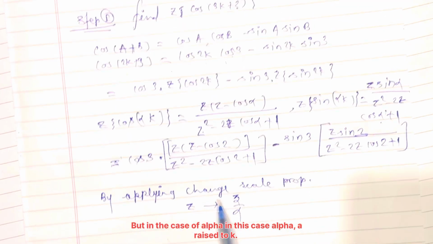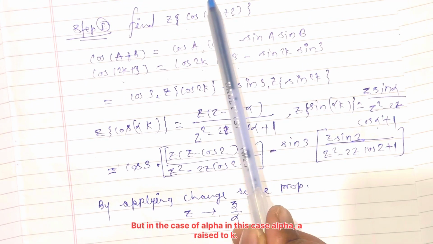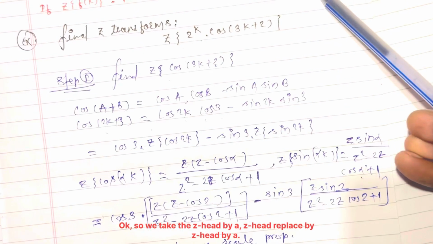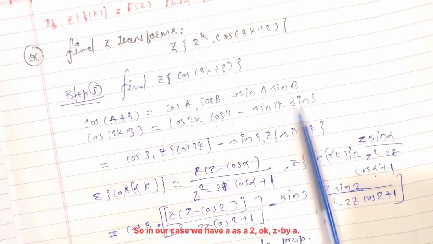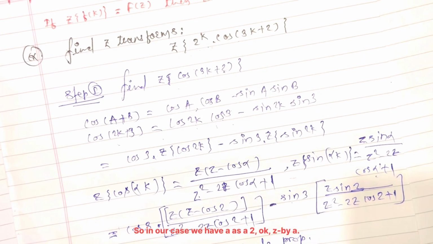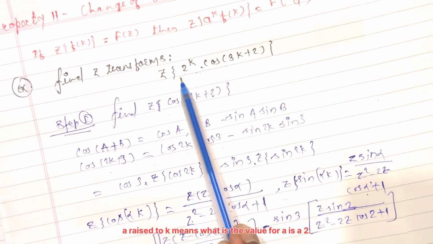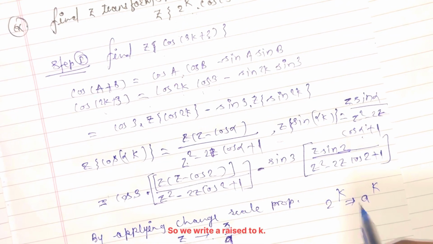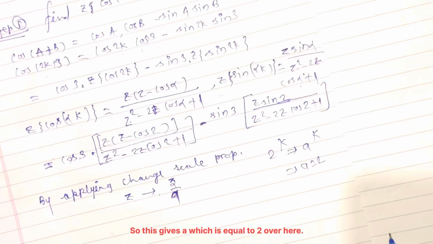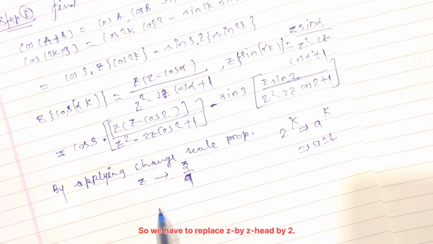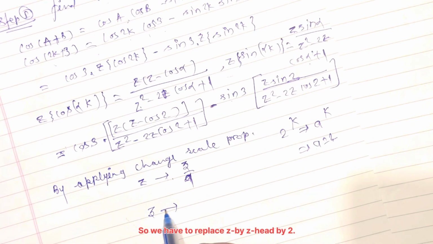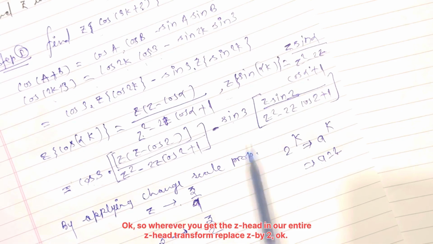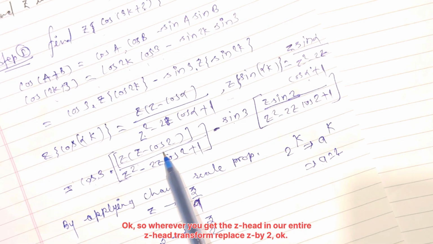In this case we have a raised to k, so z by a means z by a. In our case a is 2, since we have 2 raised to k. So I got the value of a as 2. We have to replace z by z by 2. Wherever you see z in our entire z transform, replace it by z by 2.